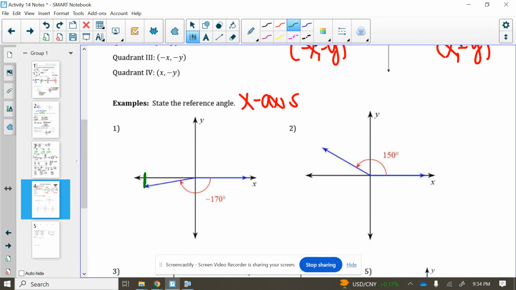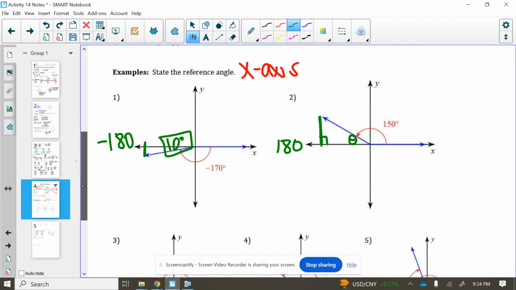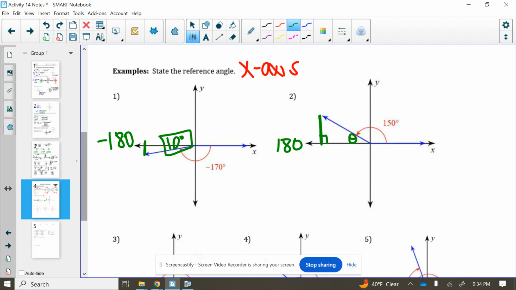So if we draw in our reference triangle in number 1, we're at negative 170. So essentially we're thinking, how close am I to negative 180? Well, we are 10 degrees away from that, so that would be the size of our reference angle, positive 10 degrees. And the second one, if we draw in our reference triangle, again, we're thinking, how far am I from the x-axis? In this case, the closest x-axis measure is again 80 degrees, and we are 30 degrees then away from that measure.